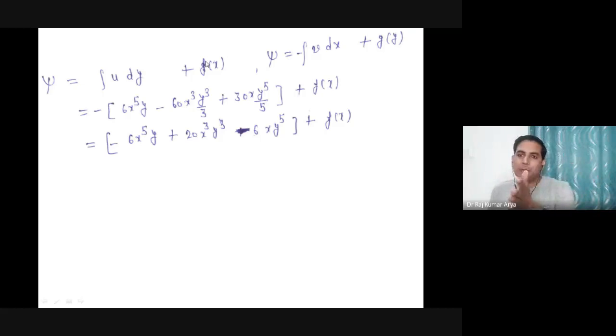Another expression of psi would be from the v component of velocity, because v is minus del psi upon del x. Integrate that with respect to x and put a function of y. So you will get two expressions of psi, and finally you should club them together and see what is coming. Has anyone calculated this first, based on u? Anyone tried this? u is del psi upon del y, so integrate that with respect to y.